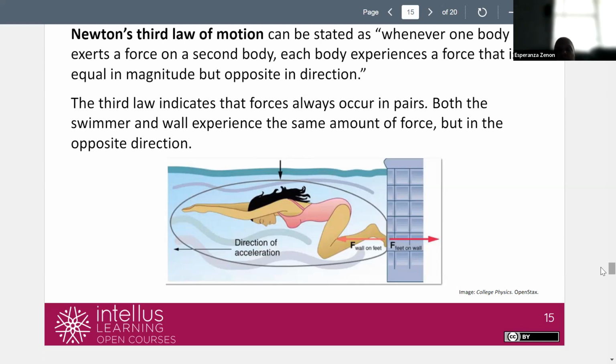Okay. Now, you have to be very careful with these action-reaction pairs. They don't cancel each other out. You may be looking at the picture going, but they're equal and opposite. Yeah, they are, but they're acting on different objects. The swimmer is pushing on the wall, and the wall is pushing on the swimmer. They aren't acting on the same object, so they can't cancel out.